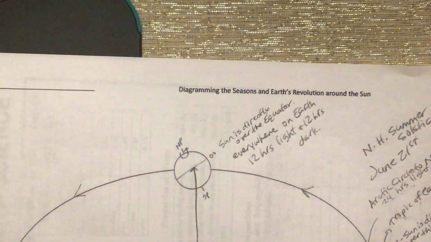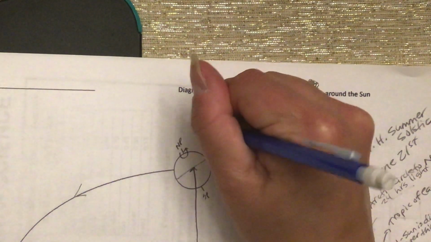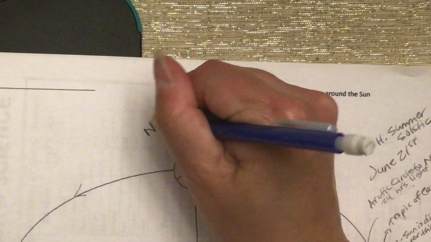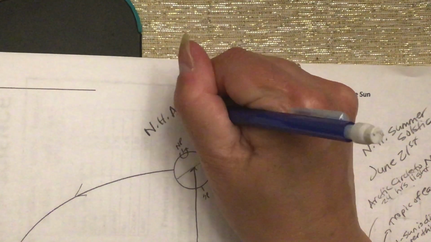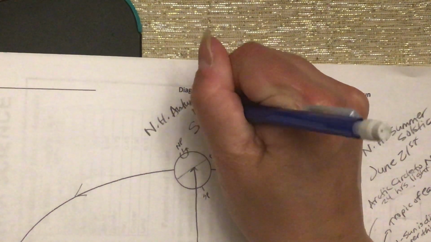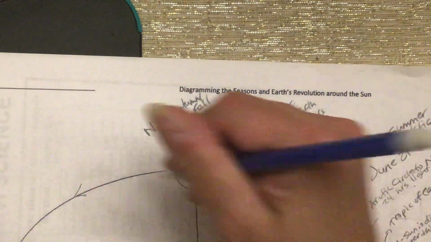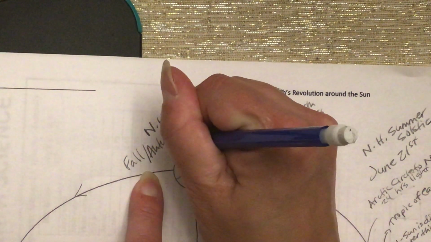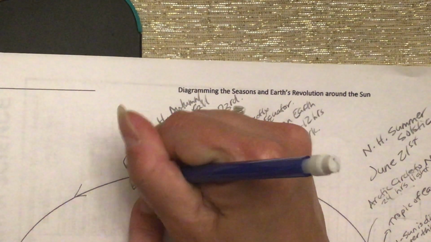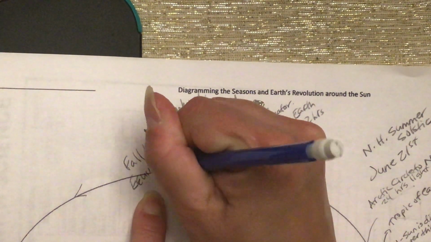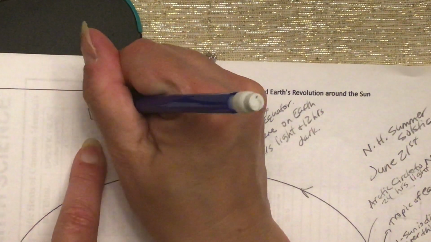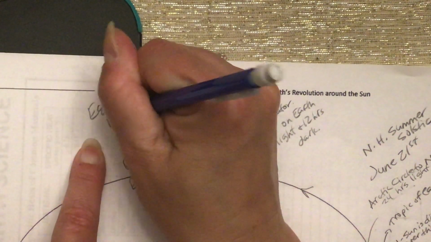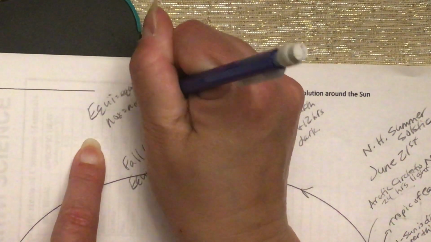What is the date of this? This is usually September 23rd. It is the first day of the Northern Hemisphere's autumn. What's another word for autumn? It's okay if you want to say fall. That's fine. And what do we call this? This is the fall or autumnal equinox. Remember, let's just write this down. Equi means equal, and nox means night.